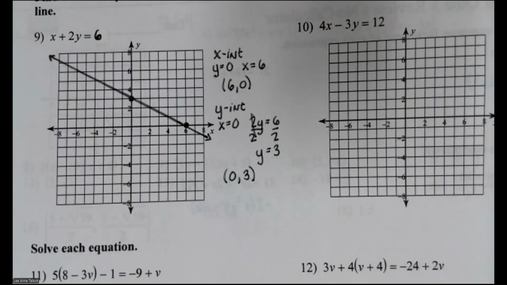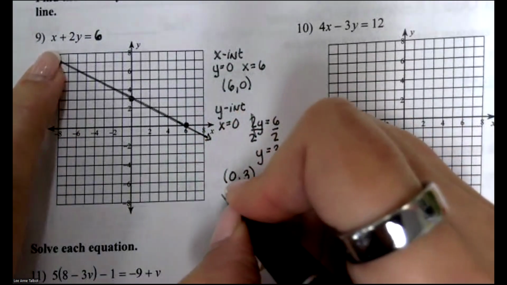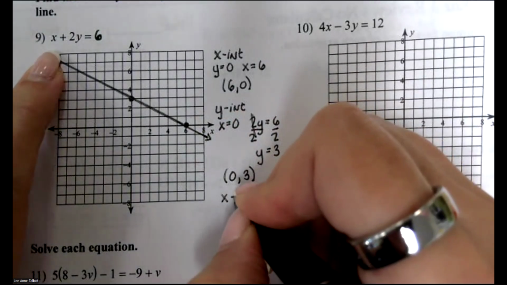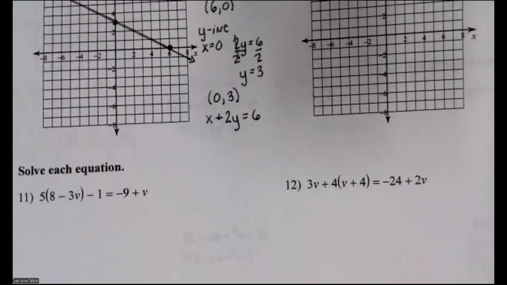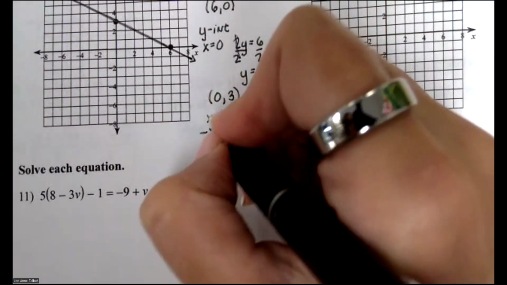Okay, now the last bit of this problem says rewrite into slope-intercept form. That's the last thing I'm going to do. x plus 2y equals 6. This is called standard form. And to rewrite to slope-intercept form, I'm going to get y by itself. So I'm going to subtract x from both sides first.